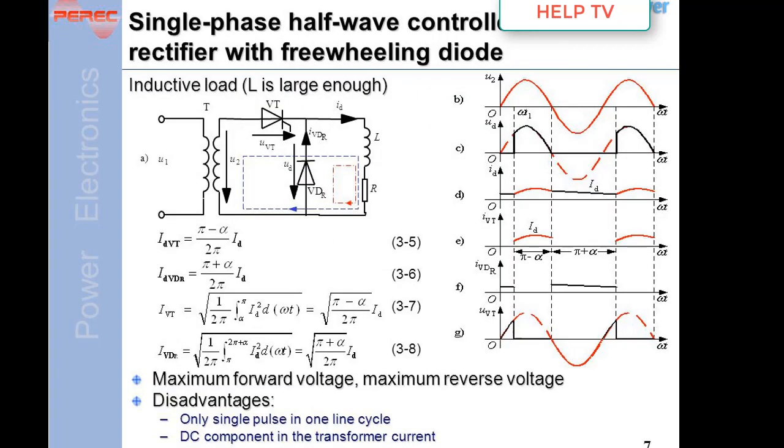Equation 3-3. Single-phase half-wave controlled rectifier with freewheeling diode. Inductive load, L is large enough. Equations 3-5, 3-6, 3-7, 3-8. Maximum forward voltage, maximum reverse voltage. Disadvantages: only a single pulse in one line cycle, and a DC component in the transformer current.